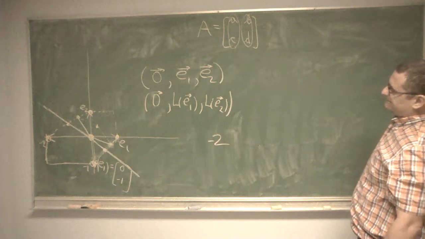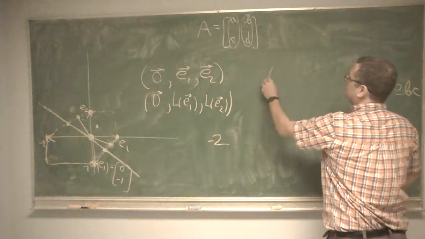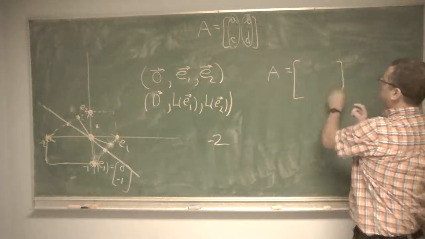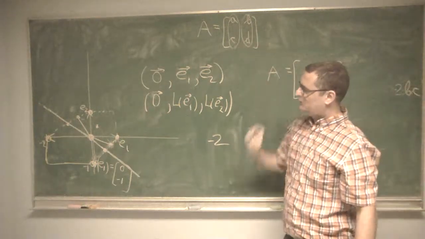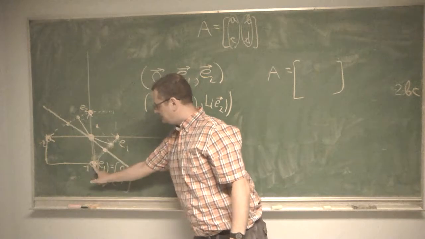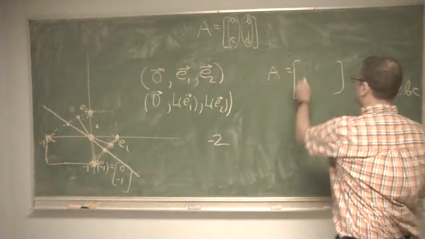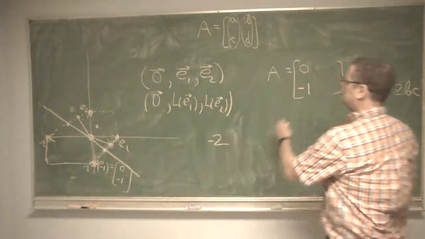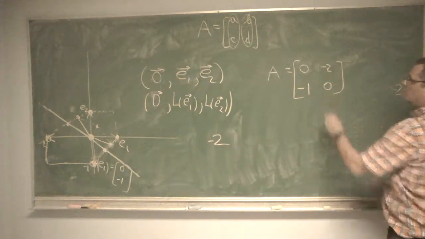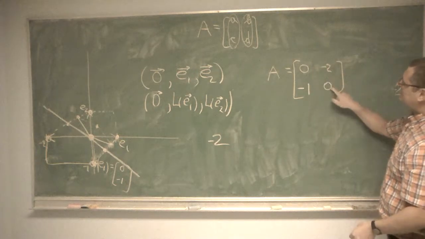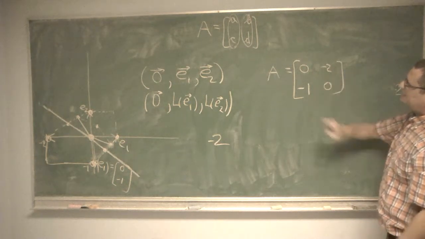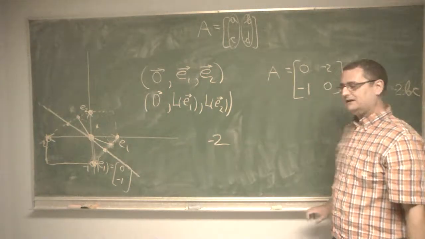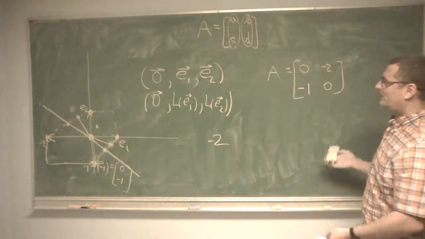Okay, so what is the matrix in this case? So remember, the first column of the matrix is going to be L of E1. What is L of E1? It's this vector here, so 0, -1. And L of E2, that's this vector, so that is -2, 0. What is the determinant? It's 0 times 0 minus -2 times -1, which is exactly -2. Exactly what we predicted.